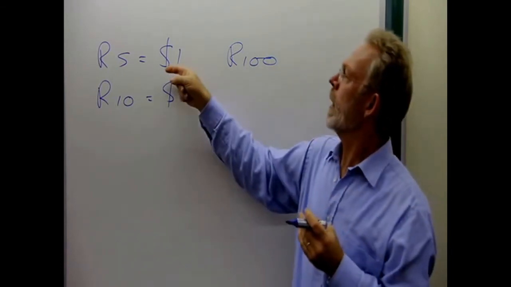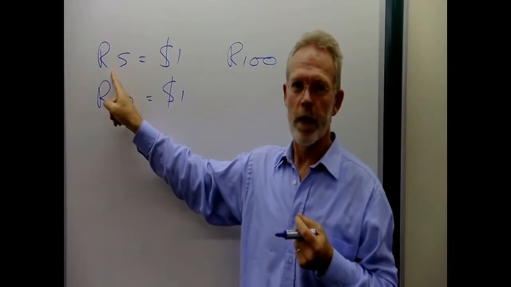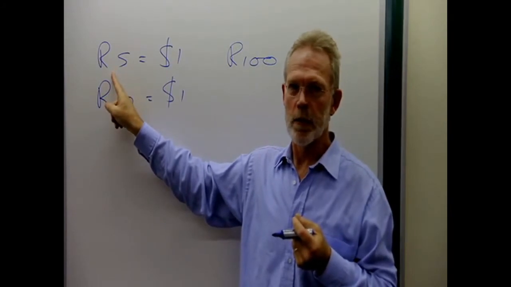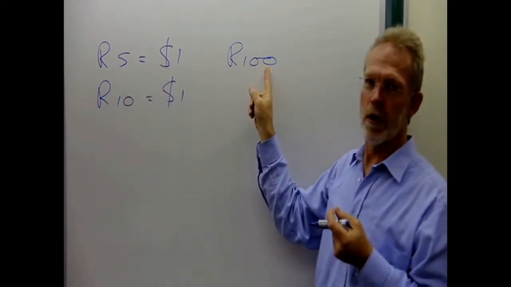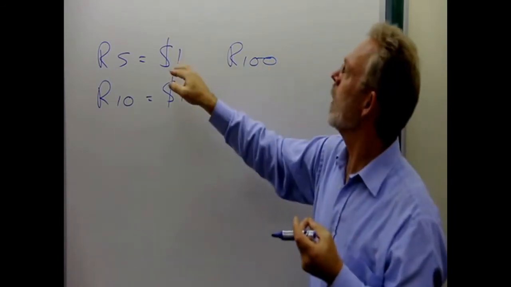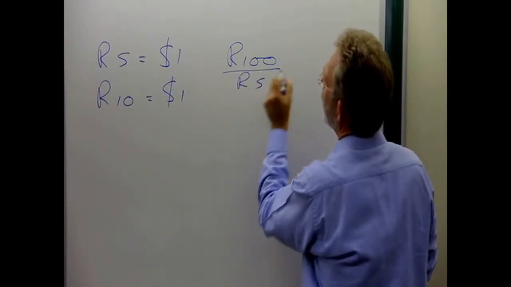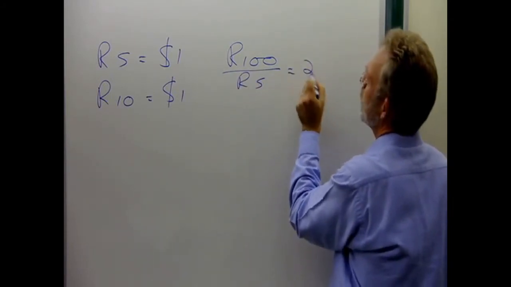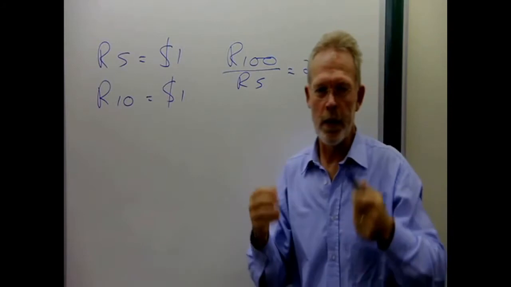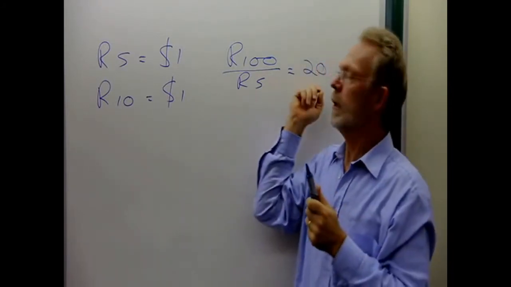At this exchange rate, for every dollar that you dish out, you get 5 rand. But you need 100 rand, so how many dollars will it cost you? Well, 100 divided by 5, and that is 20. So, in dollar terms, this case of wine costs you $20.